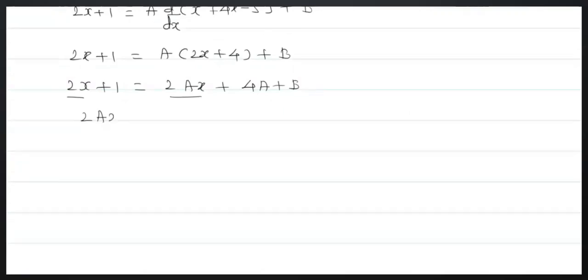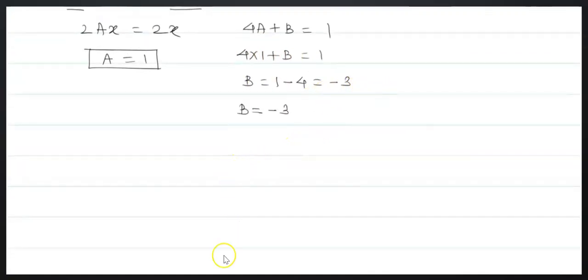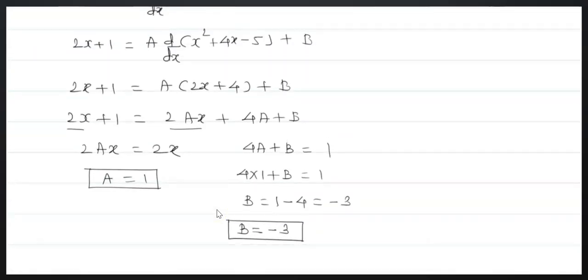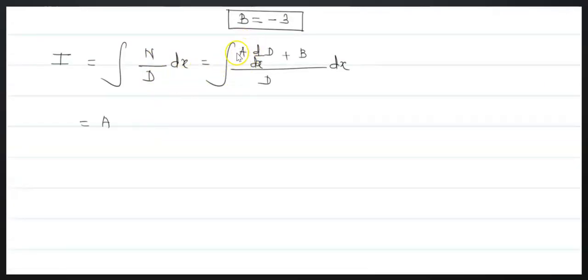Now equate the coefficient of x, that is 2x is equals to 2ax, therefore a is equals to 1. Next is constant, 4a plus b is equals to 1. Therefore 4 into 1 plus b is equals to 1, b is equals to 1 minus 4, that is minus 3. This is the value of the b. Now the integral n upon d is equals to integral a into d dx of the denominator plus b upon denominator. Separate this.